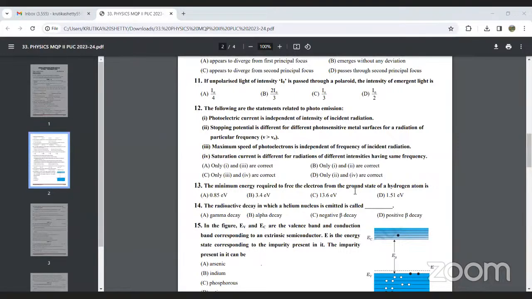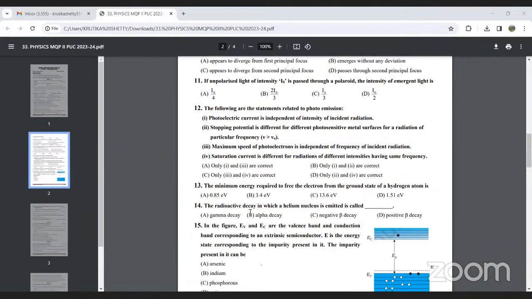Okay, go for question number 13. The minimum energy required to free the electron from the ground state of a hydrogen atom is: so this is from the atoms and nuclei topic. 0.85 electron volt, 3.4 electron volt, 13.6 electron volt, 1.51 electron volt. Yes, very good. 13.6 electron volt. C is the correct answer.